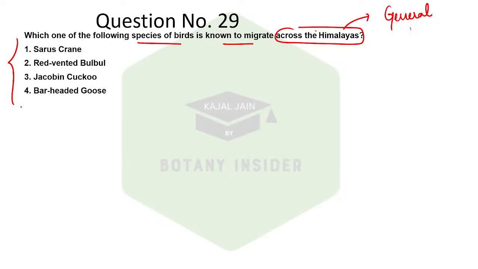Now this was, we can say, a general knowledge question that was asked in the examination. The question is, which of the following species of birds is known to migrate across the Himalayas? This is something that you don't study while you are preparing. In your notebook or in your syllabus, it's not written down to learn the migratory birds and the places they are going, right? So these questions are based on general knowledge.